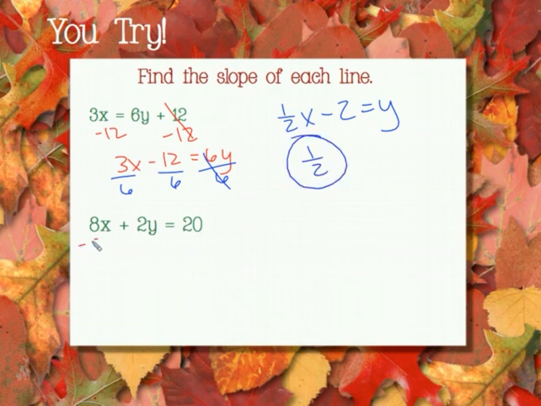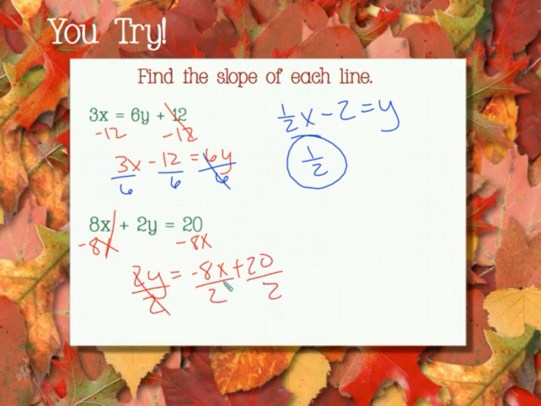Then on this one we subtract 8x. 2y equals negative 8x plus 20. Divide everything by 2. Should get y equals negative 4x plus 10, and the slope is negative 4.